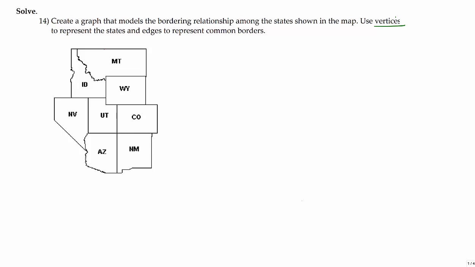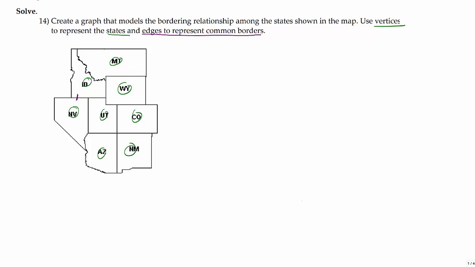So first thing we're going to do is have the vertices be the states. So that means I'm going to have a vertex for every state listed on here. And then I'm going to create edges for the common borders. Anytime I have a common border, like between NV and ID, I'm going to have to create an edge between those. I'm going to wait on drawing in my edges here because I'm going to write them on my model while I pick them out in the picture off the map.